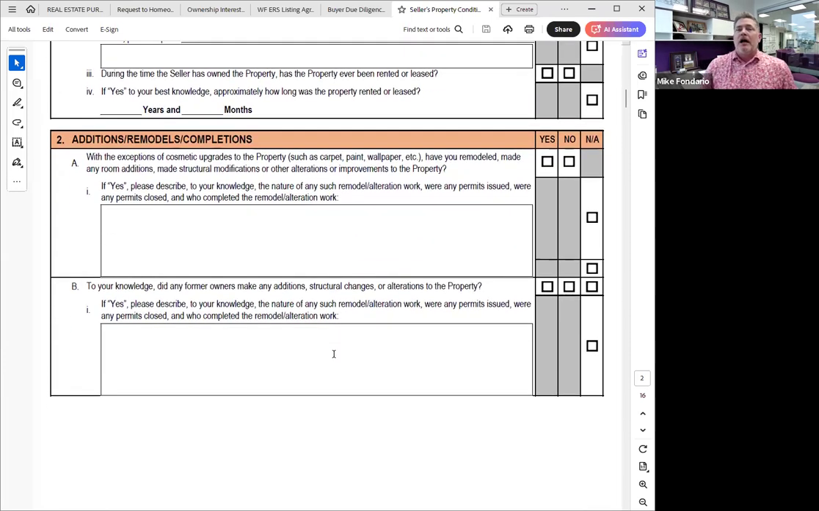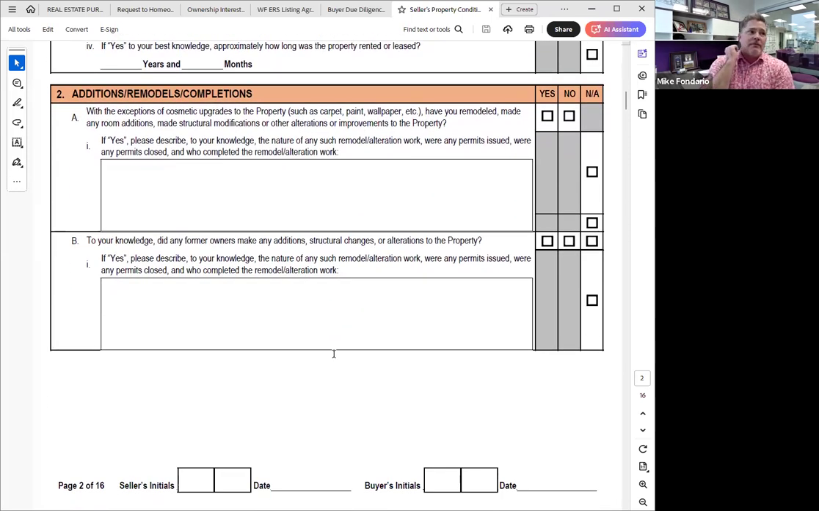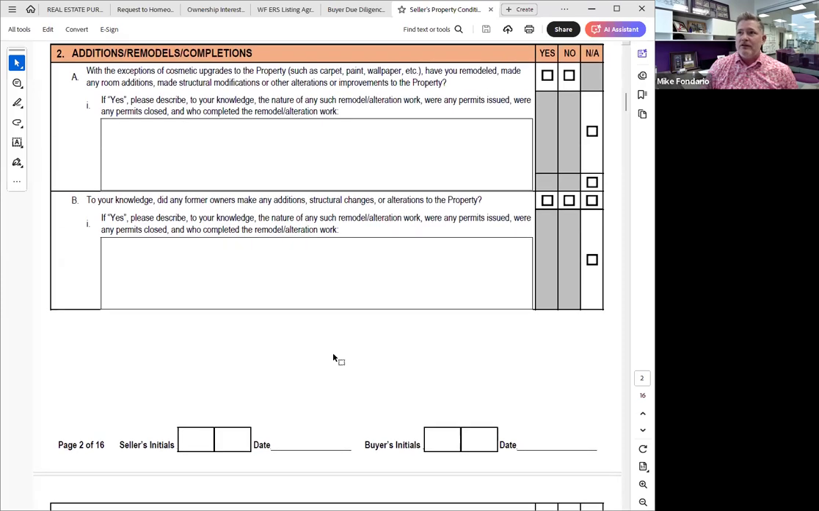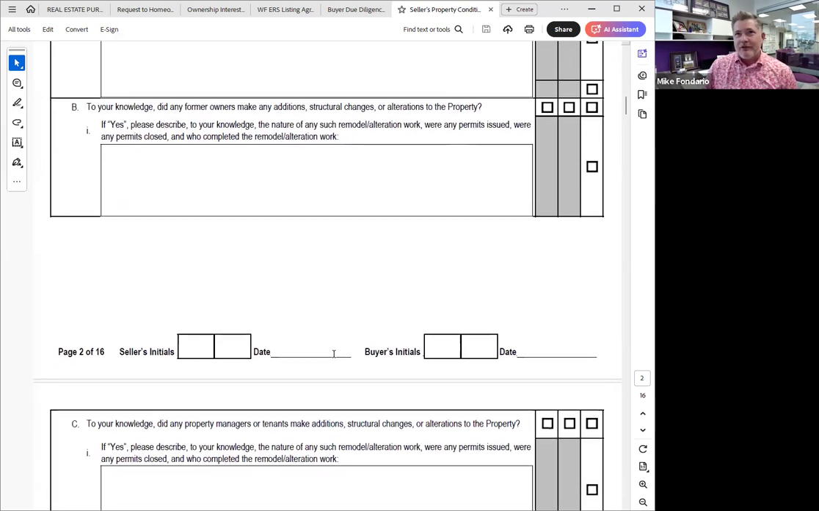Okay. So when we talk about, again, jumping to additions, remodels, or completions, we're talking about structural items here. And so you do need to disclose those things. Were any permits issued? Yeah, that's a tough one. Who gets a permit these days? Well, everybody should. Who does is maybe another question for another time. To your knowledge, did any former owners make any additions, structural changes, or alterations to the property?